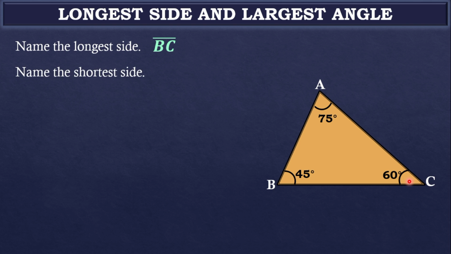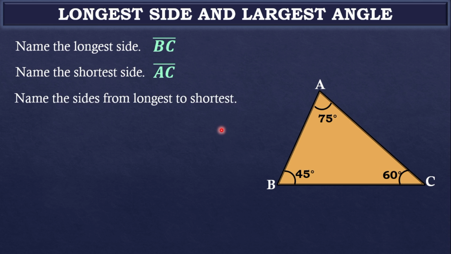Next, your shortest side. Paano naman malalaman ang shortest side? Given lang yung measures ng angles. Ang shortest side ay opposite ng smallest angle. So, kung ito ang smallest angle mo, ibig sabihin ito ang shortest side. So, we have segment AC. Now, if we will try to arrange the sides from longest to shortest, ano po ang mauna? Ano ang longest? Ito po. We have BC, and then AB, kasi this is 60, and then your shortest side is AC. Siya po yung huli.